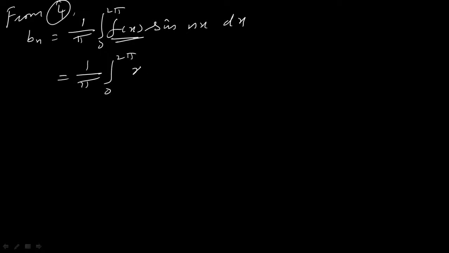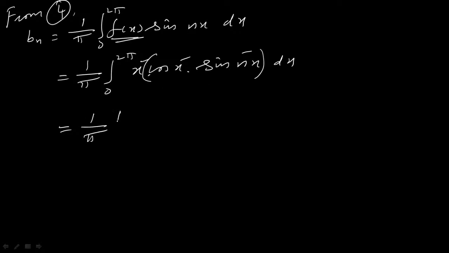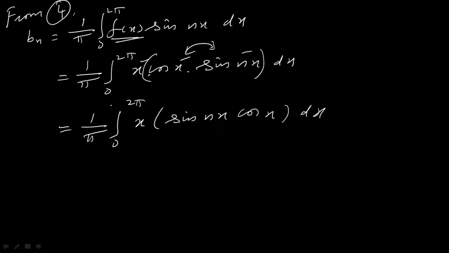So your f of x is x cos x sin nx dx. As usual, it's a product of three functions involving x. So we don't have any formula to evaluate this. So for that, let me try to combine, is there any formula to replace these two, that is cos into sin. So for that, what I am going to do here is 1 by pi integral 0 to 2 pi x. I have to take this sin term first. So, sin nx and cos x dx. Just interchanging the positions. That doesn't change the value of this integral.